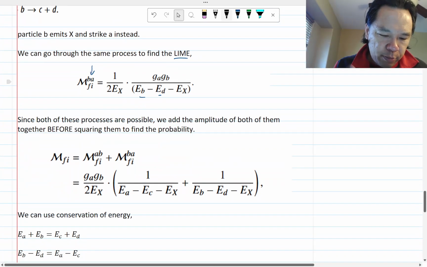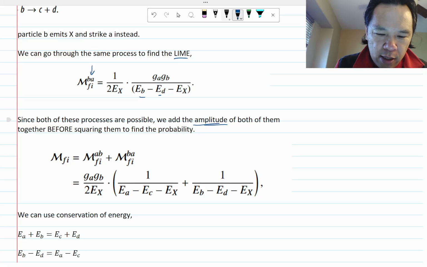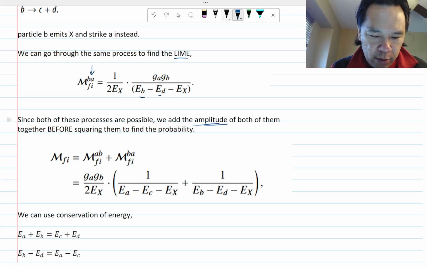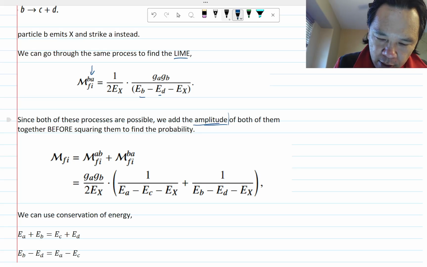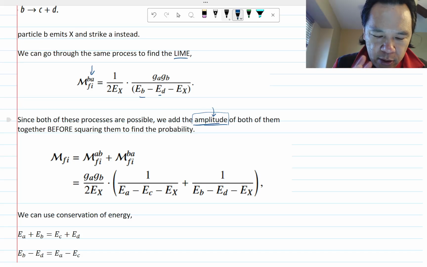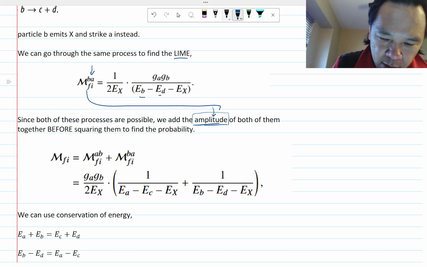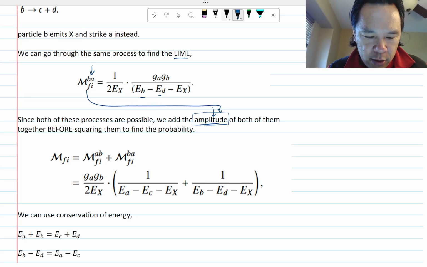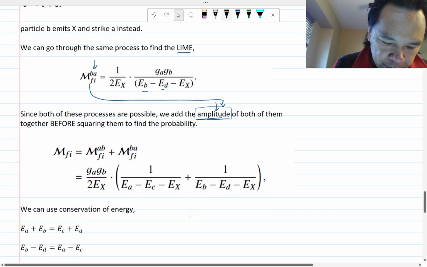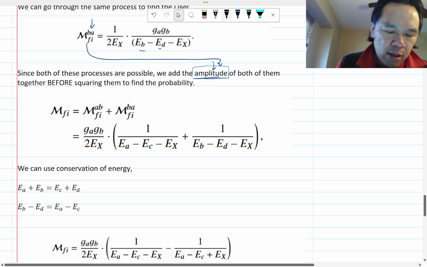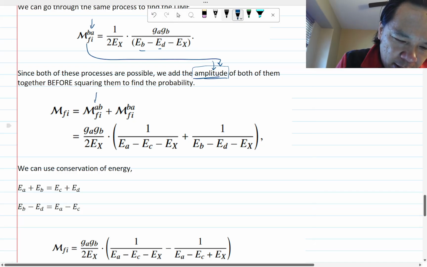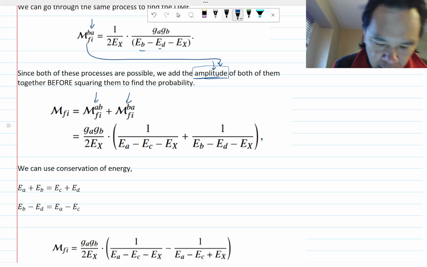Since both of these processes are possible, as I mentioned in the beginning, we're going to add both of these processes before we square them, to find the probability. And I know that those of you who didn't have quantum mechanics yet may be wondering what I mean by amplitude. Why is he talking about amplitude when he's talking about matrix elements? So these matrix elements are the amplitude of these interactions. So what we want to do is add MAB with MBA.